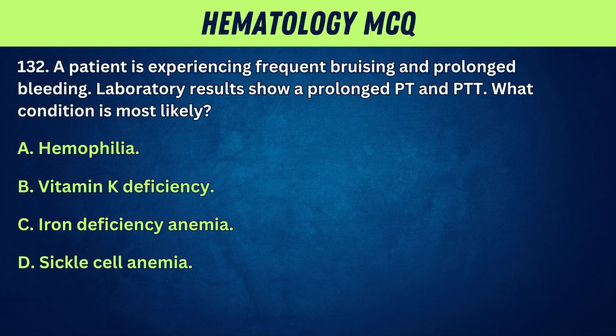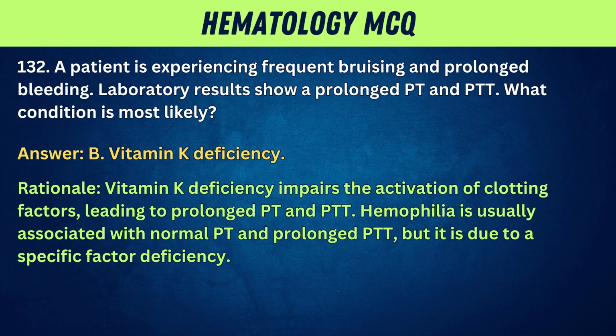132. A patient is experiencing frequent bruising and prolonged bleeding. Laboratory results show a prolonged PT and PTT. What condition is most likely? A. Hemophilia. B. Vitamin K deficiency. C. Iron deficiency anemia. D. Sickle cell anemia. Answer: B. Vitamin K deficiency. Rationale: vitamin K deficiency impairs the activation of clotting factors, leading to prolonged PT and PTT. Hemophilia is usually associated with normal PT and prolonged PTT, but it is due to a specific factor deficiency.